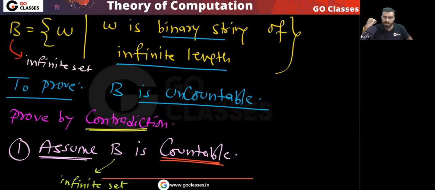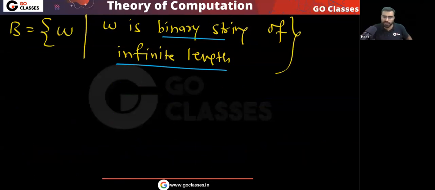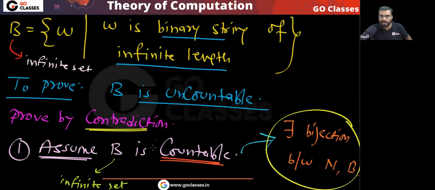If it is countable, then what will happen? Then there exists a bijection. Yes or no? If this is countable, then there exists a bijection between N and B. Correct? So this is what we are assuming. Let's assume this is the bijection. So take a bijection.